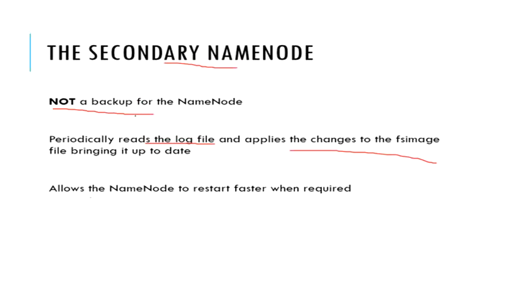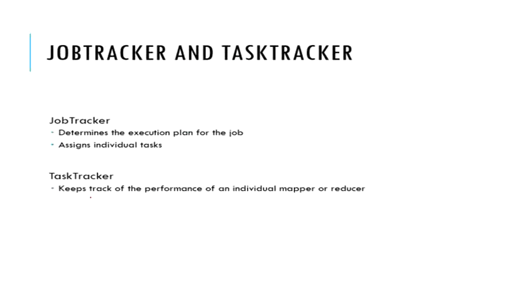So it keeps up to date the FS image that is required for the efficient working of the name node. So it allows the name node to restart faster when required. Since these changes were already committed, when the name node has to restart, if the secondary name node has already committed the changes, then it is easier, or let's say faster, for the name node to restart.